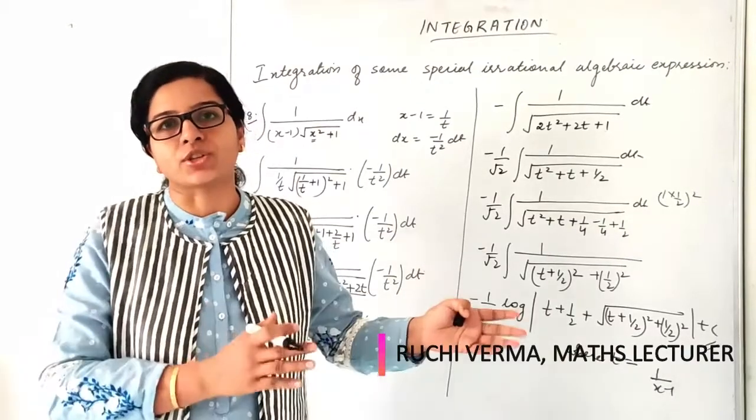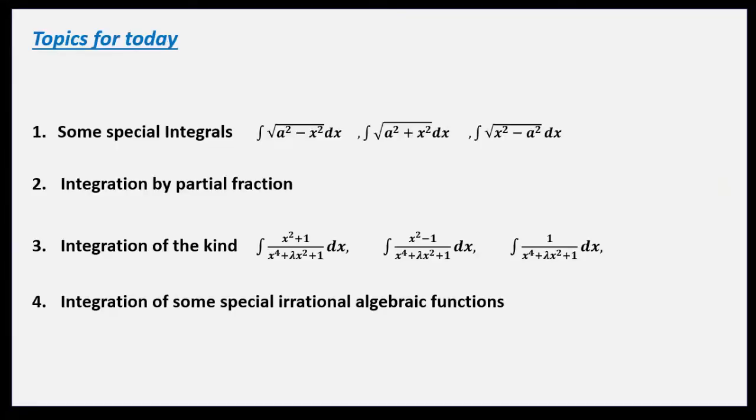Now we'll move to the next section of definite integrals in the next video. Today we learned some special integrals. Integration under root a square minus x square dx, integration under root a square plus x square dx, integration under root x square minus a square dx, integration by partial fraction, integration of the kind x square plus 1 upon x raised to the power 4 plus lambda x square plus 1 dx, or x square minus 1 upon x to the power 4 plus lambda x square plus 1 dx, or 1 upon x^4 plus lambda x square plus 1 dx.